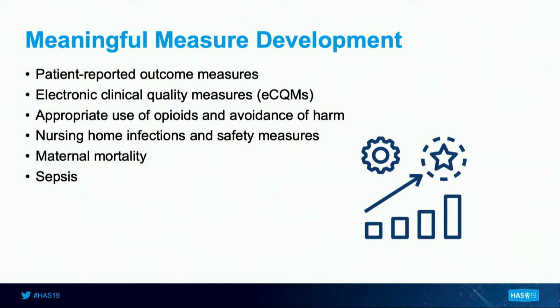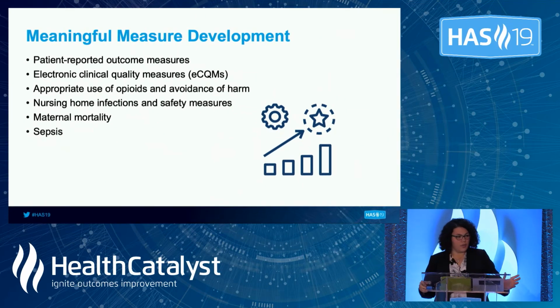And so we do have some development priorities. Again, we're still refining some of this, but development priorities like PROs, or patient-reported outcomes, and definitely working on ECQMs. Of course, opioids is on the list, but we're also looking at nursing home infections and different safety measures. Maternal morbidity and mortality definitely has been a concern, and then also sepsis.